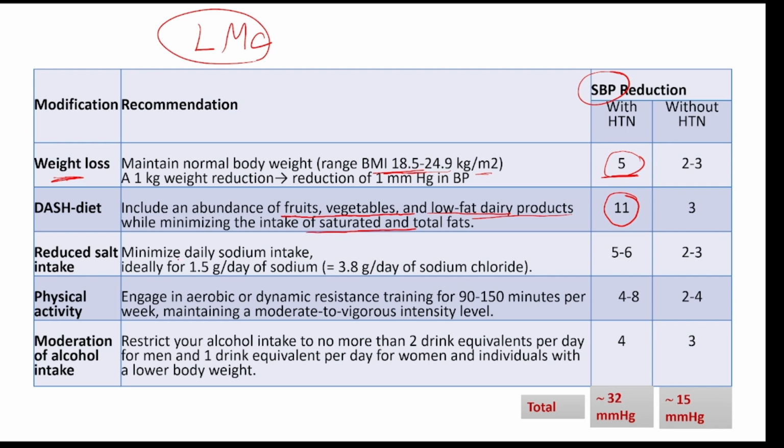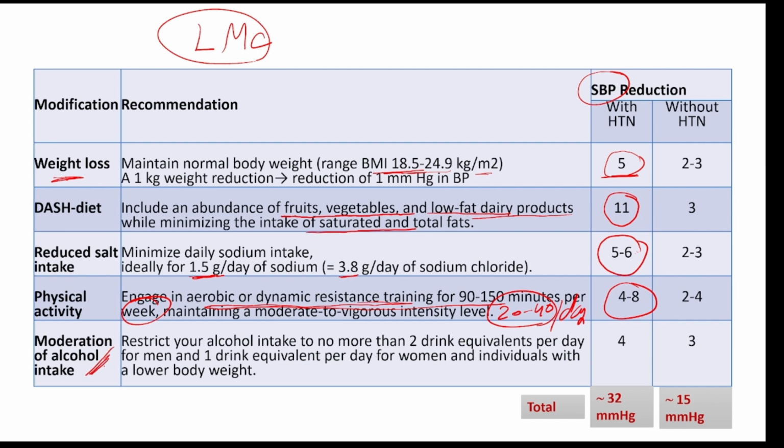Reduce salt intake, minimize daily sodium intake, ideally 1.5 gram per day, 3.8 gram with sodium chloride. Okay, this will reduce blood pressure 3 to 5 points. Speaking about physical activity, we encourage people to engage in training like dynamic aerobic training, about 150 minutes per week. So it could be like 20 to 40 minutes per day of exercise. This will lead to weight loss and decreased blood pressure by 4 to 8 points.